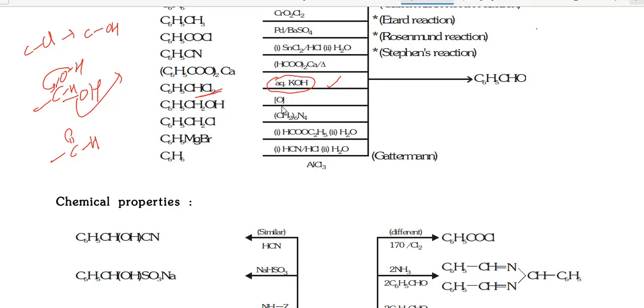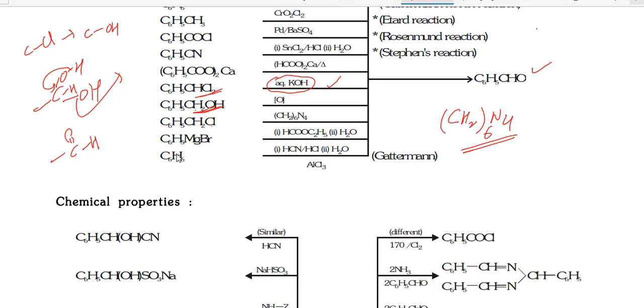Then mild oxidizing agents: benzyl alcohol is there, so the benzyl carbon easily gets oxidized into benzaldehyde. Then hexamine, that is (CH2)6N4, so it is known as urotropine. This is also reacting with the benzyl chloride and forming benzaldehyde.